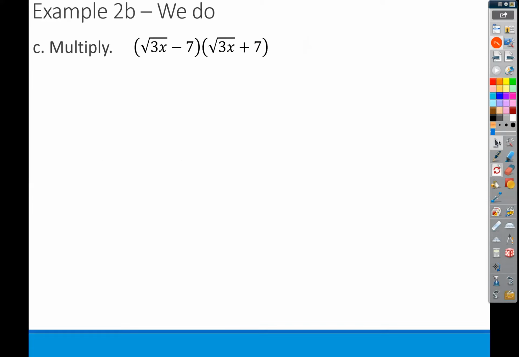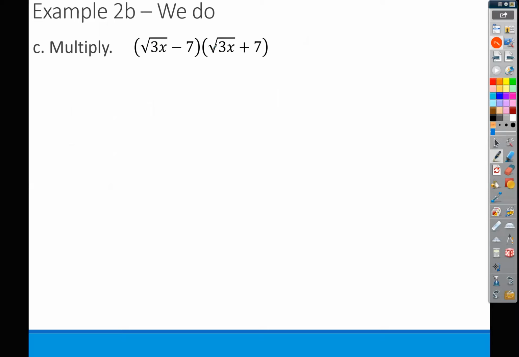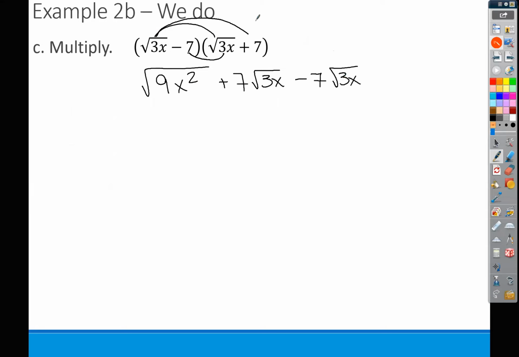All right, 2b. Let's multiply this. Okay, so we have the square root of 3x times the square root of 3x, which would be the square root of 9x squared. We're just distributing again, okay? And then you have the square root of 3x times 7. Negative 7 times the square root of 3x. And negative 7 times 7. Now, what I want you to see about this is these will cancel out. The square root of 9x squared is just 3x. And then you have that negative 49.